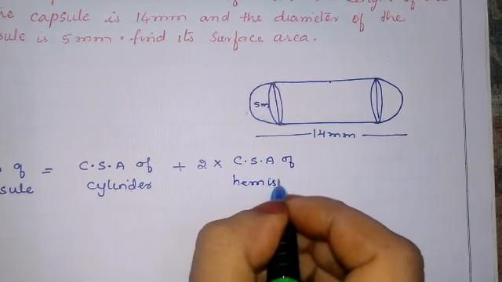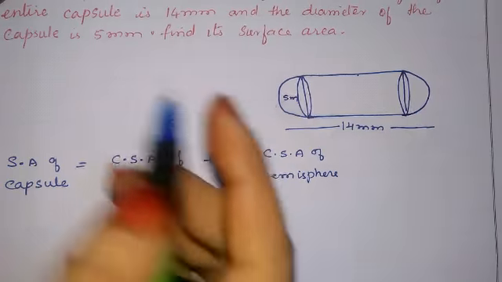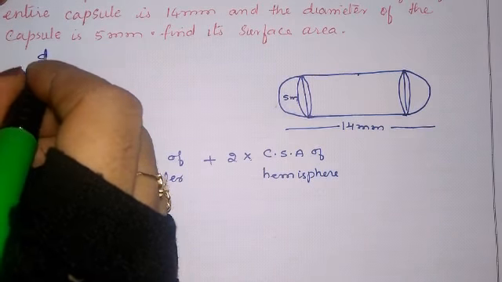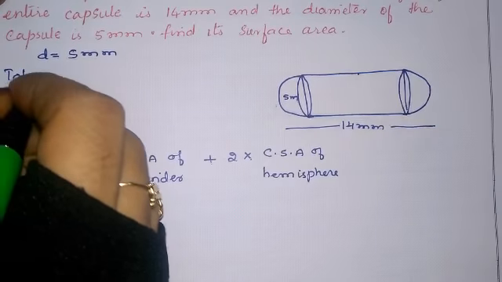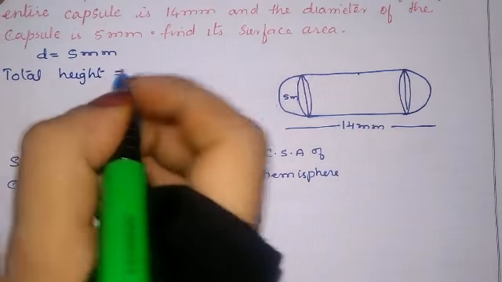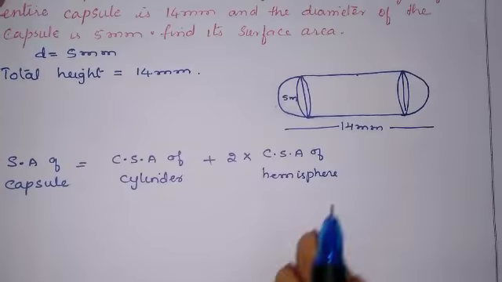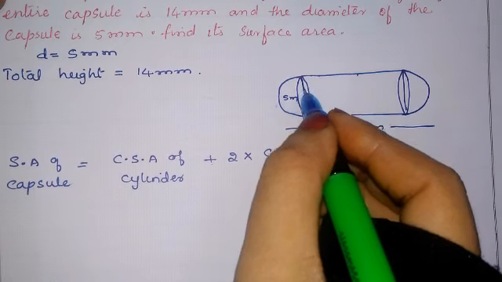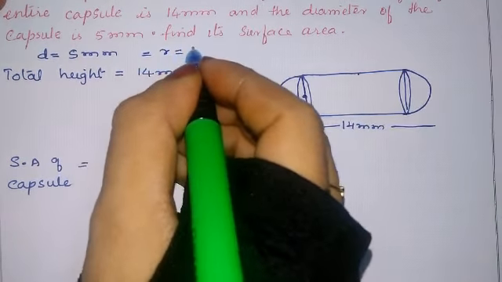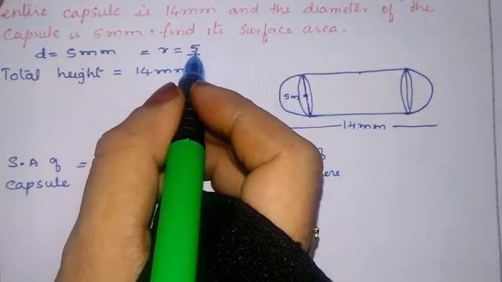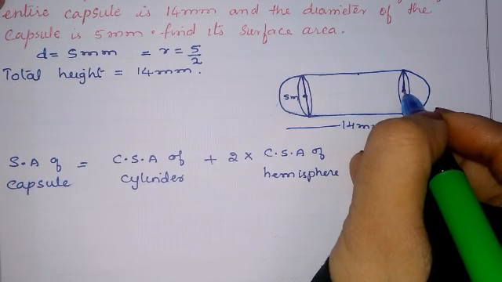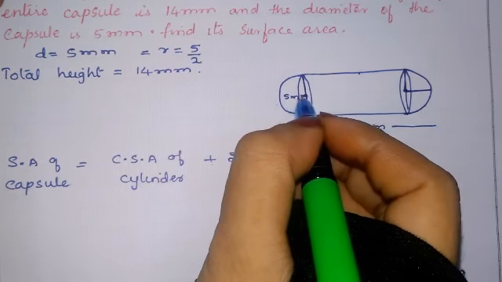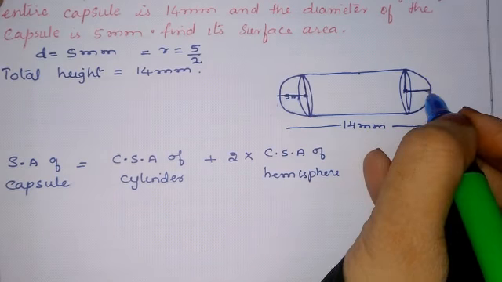Now, the CSA of cylinder formula is 2 pi r h. Here we don't have the height of the cylinder. They have given diameter 5 mm and total height 14 mm. Now how will we get the cylinder height? If the diameter is 5, the radius is 5 by 2. As I told in previous problems, the radius is equal to the height of the hemisphere. So the hemisphere height is nothing but its radius.